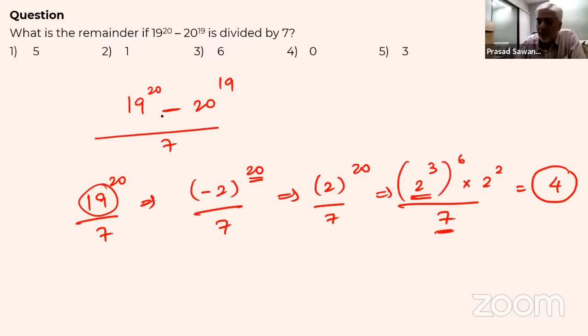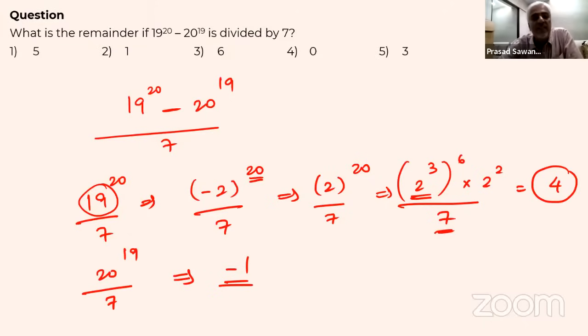Don't forget the minus sign in between. 20 raised to 19 divided by 7. 21 divided by 7 leaves the remainder minus 1. And minus 1 raised to odd number is minus 1. So final remainder for this question directly in one step is minus 1.